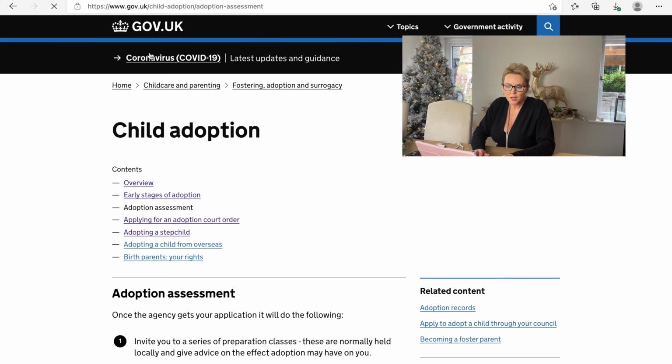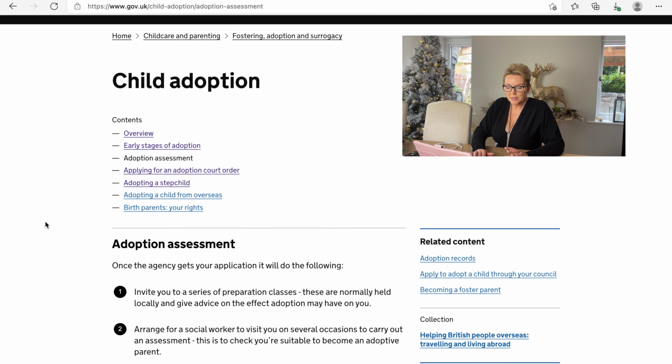Now, who is involved will depend upon the dynamics within that family, because sometimes people are adopting a complete stranger, a child they've never met before. Other times people are perhaps adopting a stepchild. So it really does depend on the family dynamics as to what's going to apply to you. The next page is then the adoption assessment, all right? So social services will get involved. You'll need to attend a series of classes about adoption and what's involved in adoption.